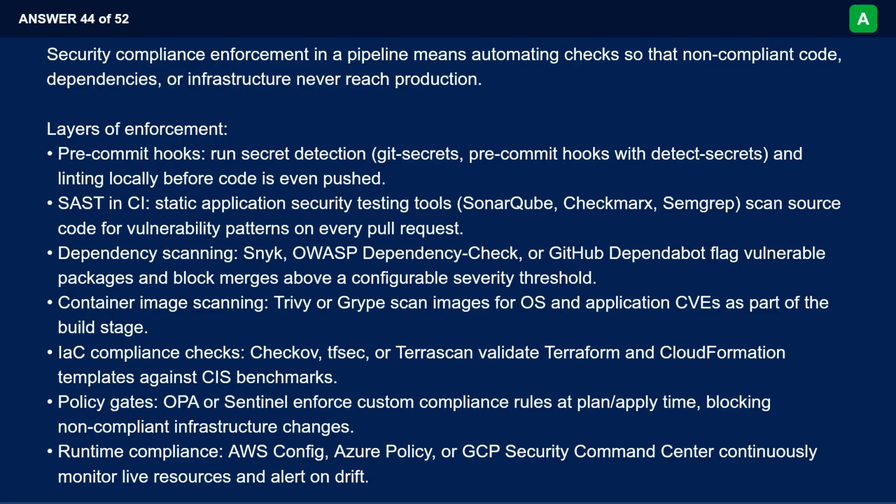IaC compliance checks. Checkov, TFSec, or Terrascan validate Terraform and CloudFormation templates against CIS benchmarks. Policy gates. OPA or Sentinel enforce custom compliance rules at plan/apply time, blocking non-compliant infrastructure changes. Runtime compliance. AWS Config, Azure Policy, or GCP Security Command Center continuously monitor live resources and alert on drift.